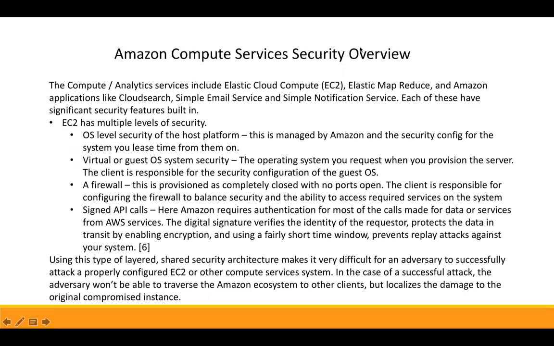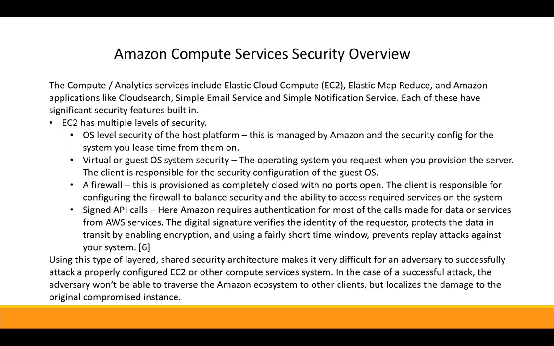Amazon Compute Services Security Overview. So the compute and analytics services include Elastic Compute Cloud (EC2), Elastic MapReduce, and Amazon applications like CloudSearch, Simple Email Service, and Simple Notification Service. And each of these has significant security features built into it.